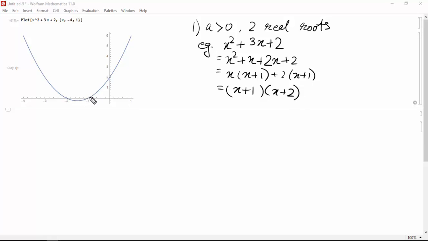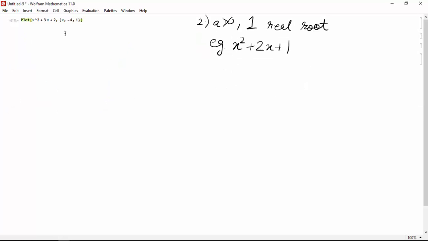As you can see in this graph, these 2 points are the points where this graph crosses the x-axis, that is x equal to minus 1 and x equal to minus 2. This point is (minus 1, 0) and this point is (minus 2, 0). This U-shaped curve is known as a parabola and every quadratic equation is represented by one. So, this quadratic equation has two roots. It cuts the x-axis at 2 points, which are (minus 2, 0) and (minus 1, 0). And since a is greater than 0, it is an upward opening parabola.